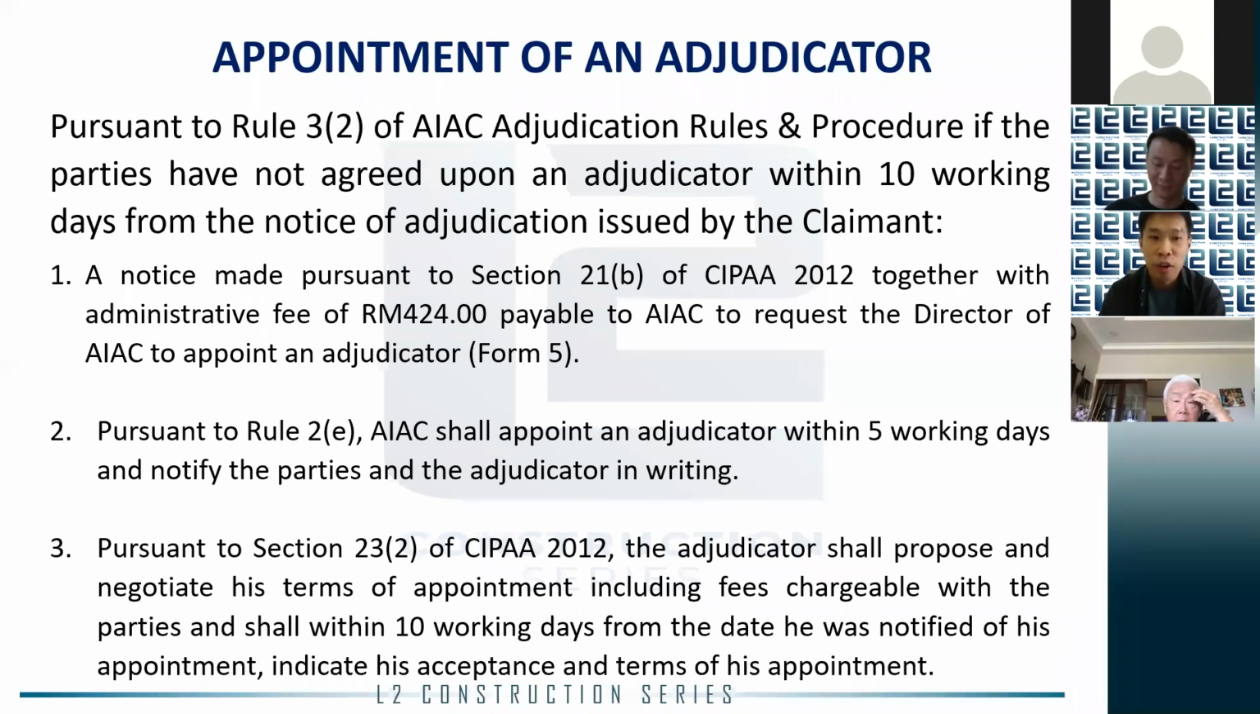After receiving the Form 5, AIAC would have to appoint an adjudicator within 5 working days. And the appointed adjudicator must indicate his acceptance of the appointment within 10 working days. But before that, he has to negotiate his terms of appointment, including his fees with the parties.